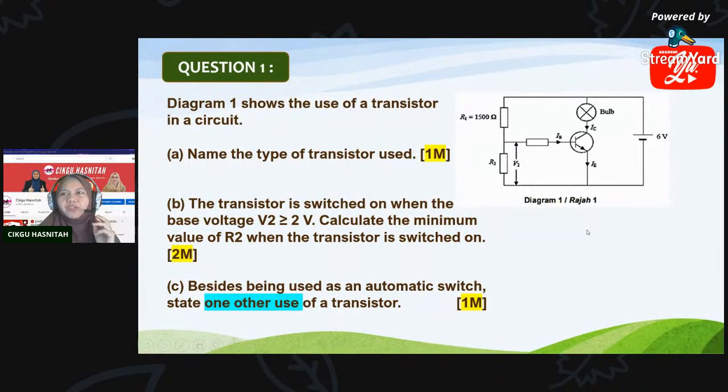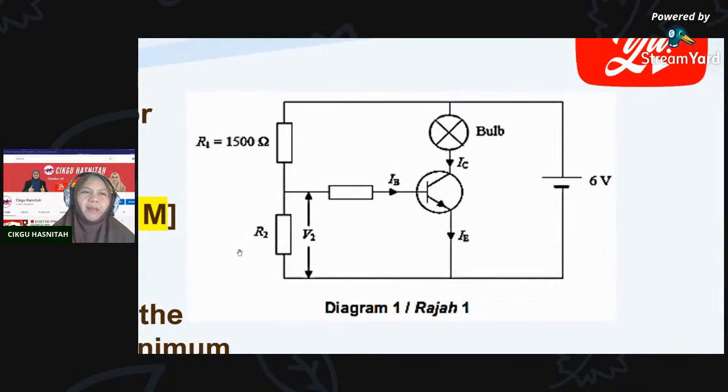First, question A: name the type of transistor used. So what type of transistor are we using here? Remember, we have how many types of transistor? Yes, we have 2 types, NPN and PNP. So what type of transistor can you see here in diagram 1, NPN or PNP?